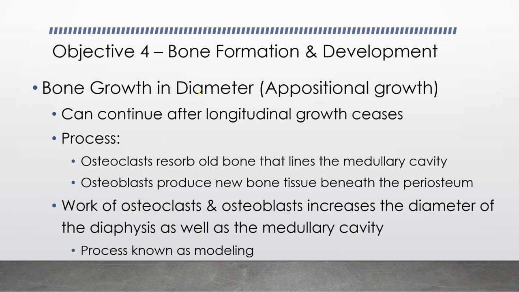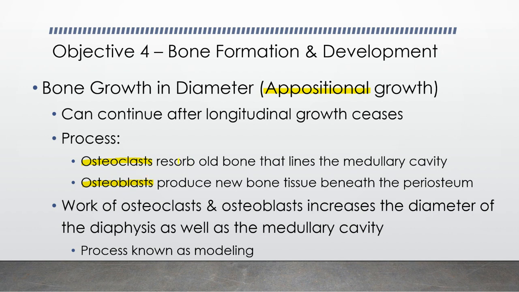And then we also have bone growth in diameter. Okay, your bones will get wider. This is known as appositional growth. Even when our length stops growing, your diameter can continue. And so this is going to involve 2 types of bone cells. We're going to have our osteoclasts, and we're going to have our osteoblasts. Remember that your clasts break and your blasts build.